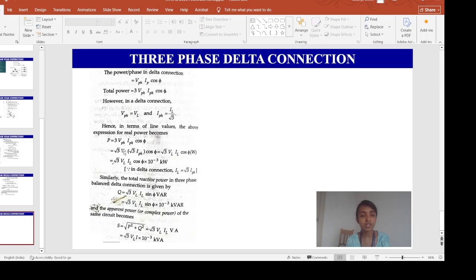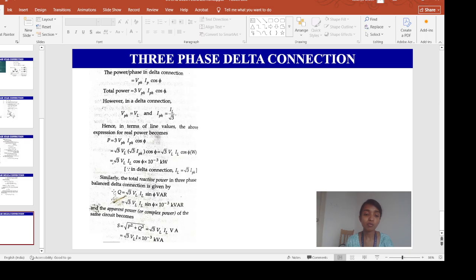If we want to represent it in terms of line voltage and line current, this 3 we can write as root 3 into root 3. V phase is VL, and I phase we can write as IL by root 3, multiplied by cos phi. So this will be root 3 VL into IL cos phi, in watts. If I want to represent it in kilowatts, it will be multiplied by 10 to the power minus 3. So root 3 VL IL cos phi is my total active power in the three phase system.